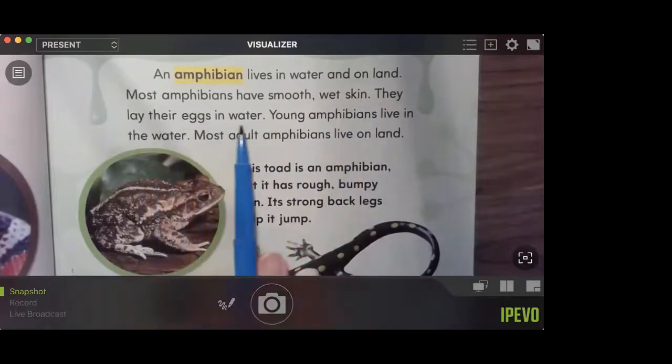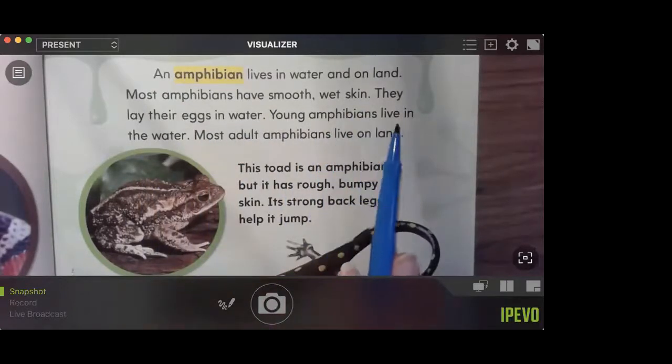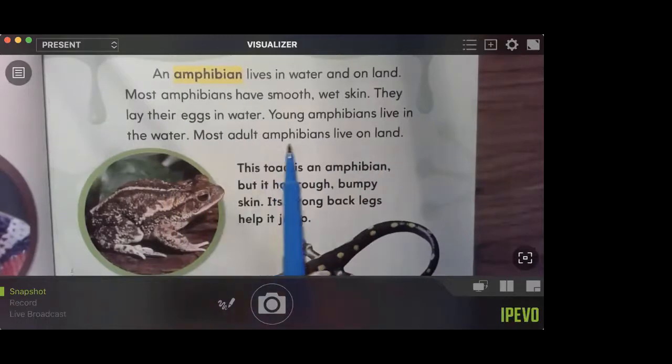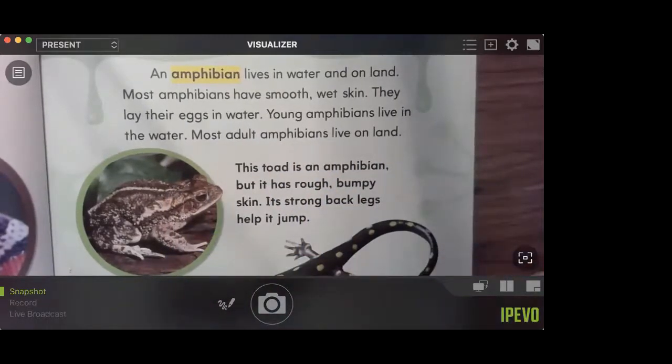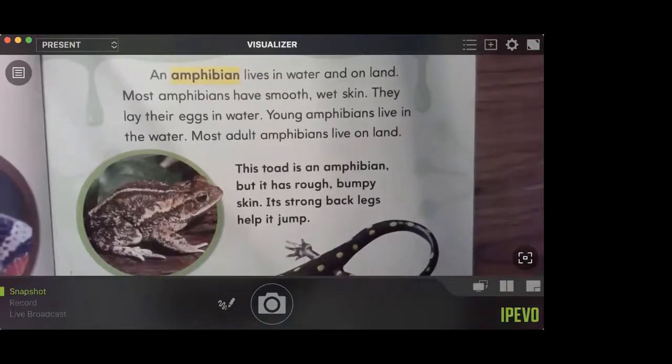They lay their eggs in water. Young amphibians live in the water. Most adult amphibians live on land. So think of it as a frog. Think of a frog. When a frog is a baby, it's called a tadpole, and it lives in the water.